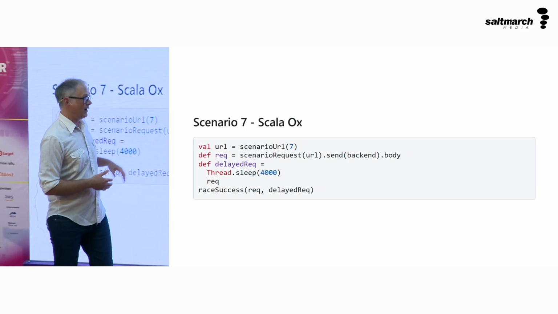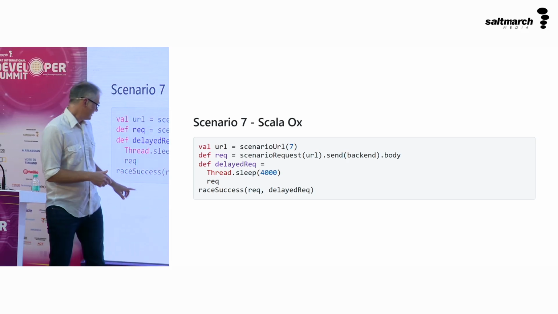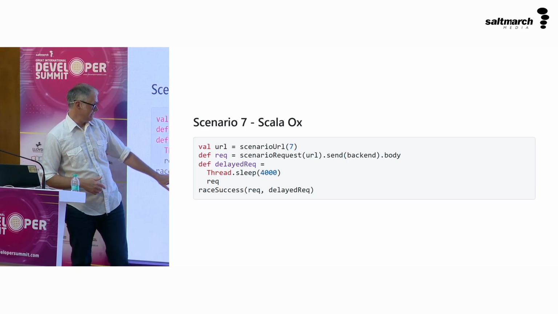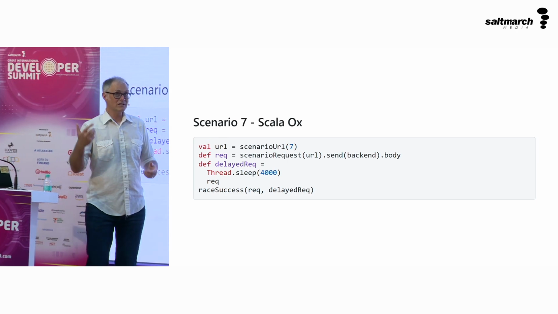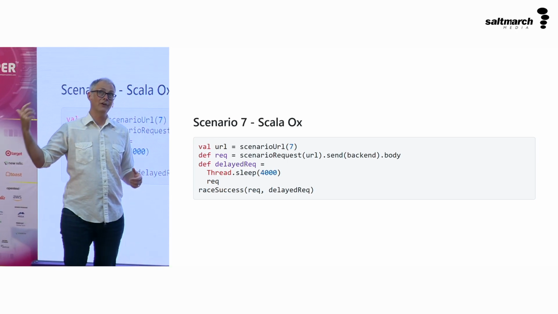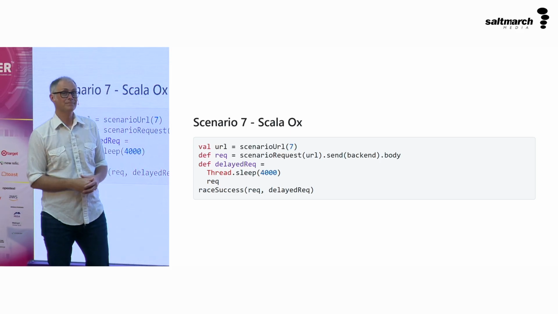Yeah, it'll depend on how you're managing the scope. So this one, race success, is like the shutdown on success. And so it does depend on how you've defined your scope to manage errors. Yep.